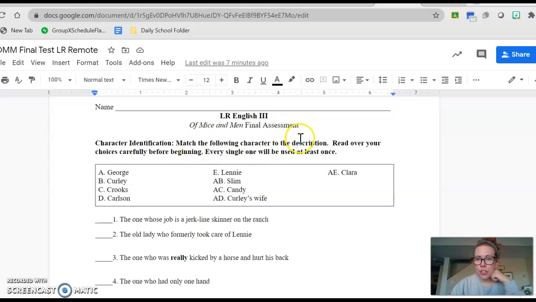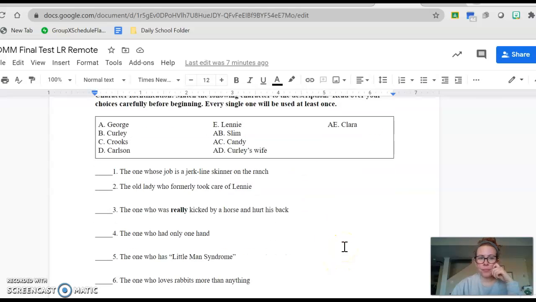Match the following character to the description. Read over your choices carefully before beginning. Every single one will be used at least once. All right. So number one, the one whose job is the jerk-line Skinner on the ranch. And I'm also going to add that he is in charge of the cattle. That's what that means. Number two, who is the old lady who formerly took care of Lenny?